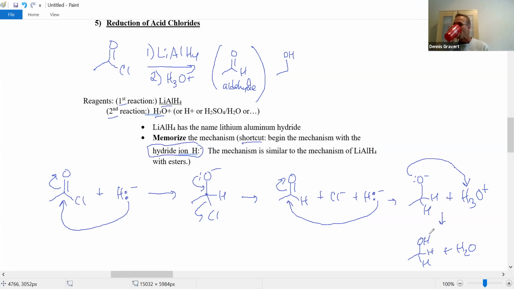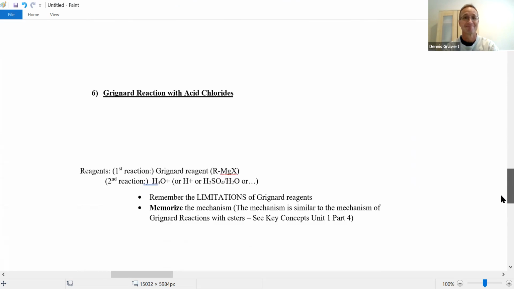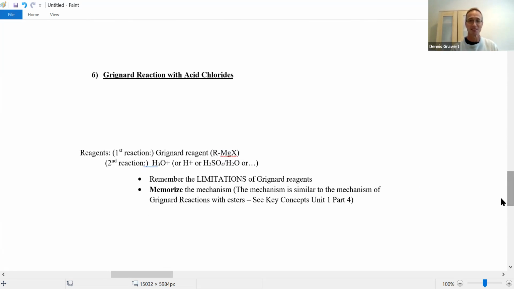Cool. What else we got? Grignard. Yeah, Grignards react with acid chlorides too. These are all acyl substitution reactions, nucleophilic acyl substitution reactions. So maybe we're going to have the methyl Grignard come in. Every Grignard is always going to have a reaction number 2 with an acid. Substitution, well, out goes the chlorine, in comes the methyl.